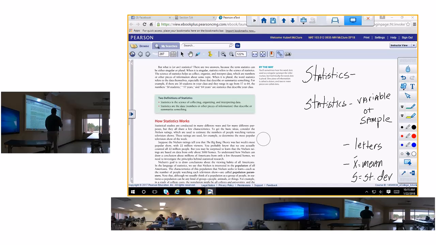A population parameter, let's write that down. A parameter is a variable. Parameter is a variable in the population. And it is usually given by Greek letters.